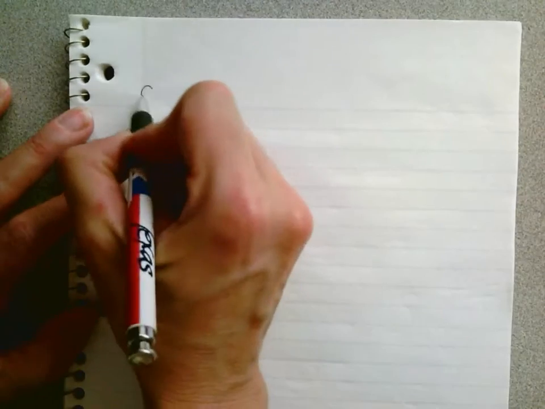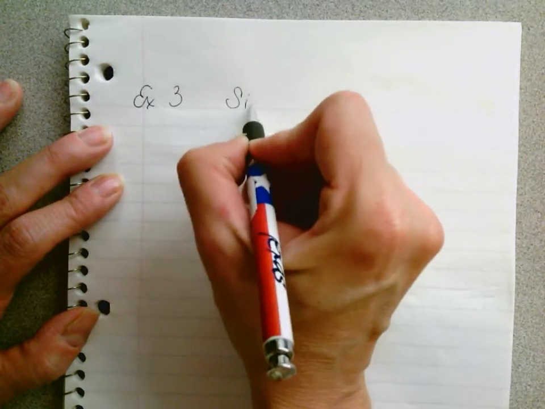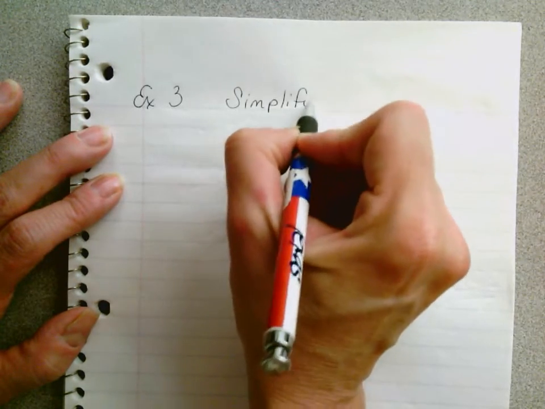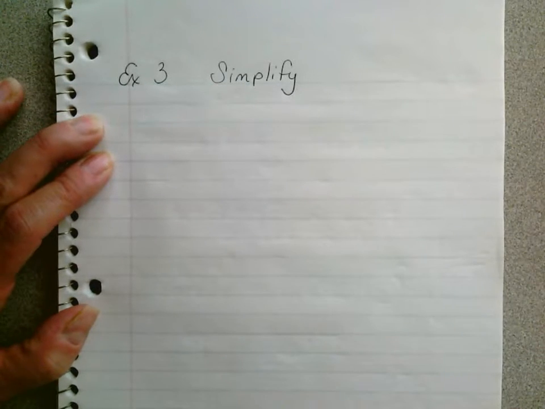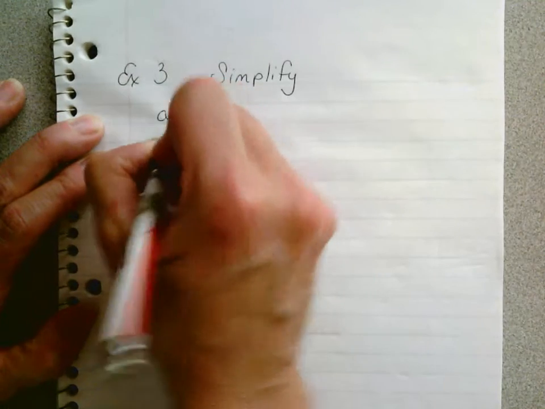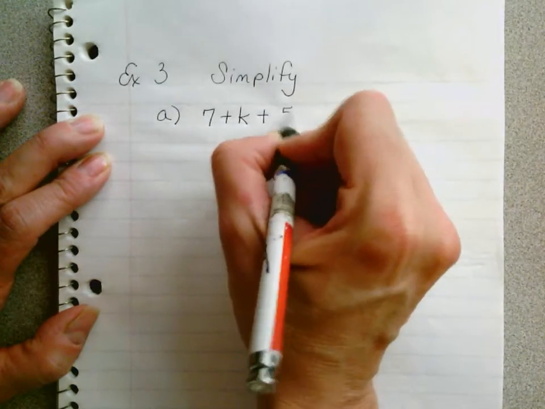Example 3 says simplify. Remember, I'm giving you mine. The book has more. If you're confused, look at yours from your notes, watch the video, use the book as well. Simplify. 7 plus k plus 5.